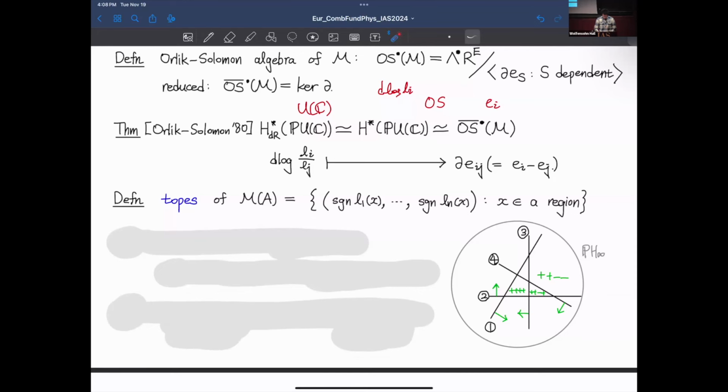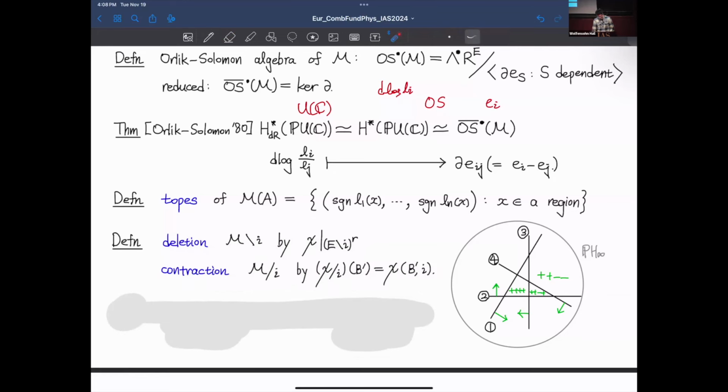And I have one more ingredient, which is deletion-contraction, and it is essentially as it says. So deletion, you could imagine it as, well, I'm just forgetting about one of the column vectors. In other words, in the chirotope, now I'm looking at the chirotope applied to an r-tuple of things not from E, but from E take away the element I'm deleting.